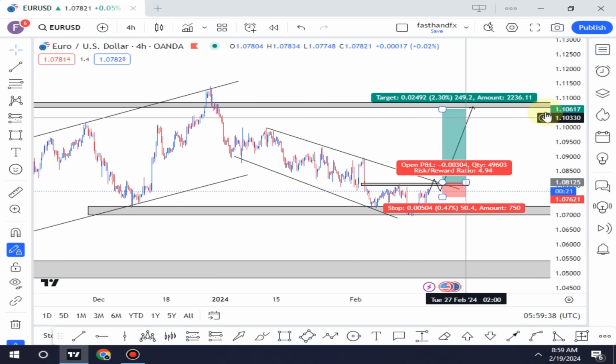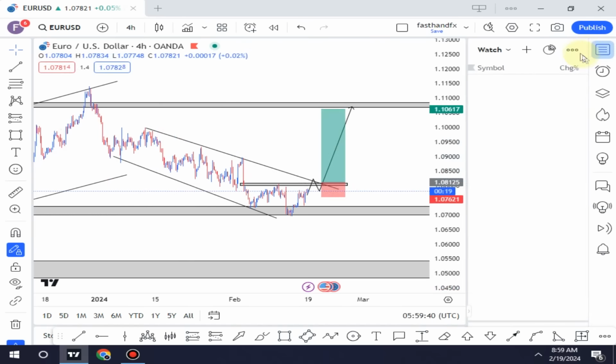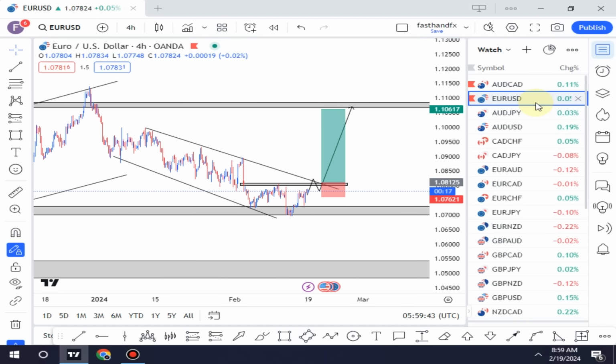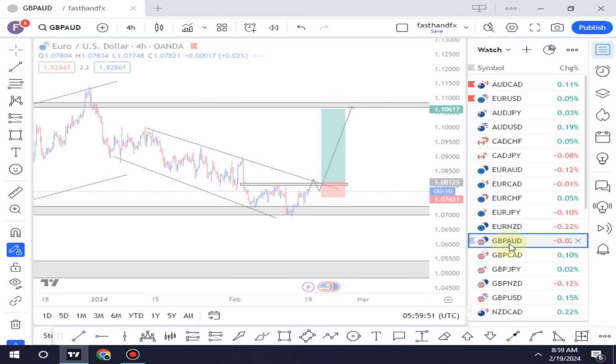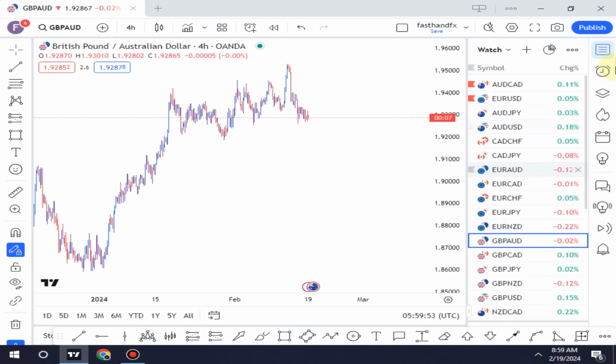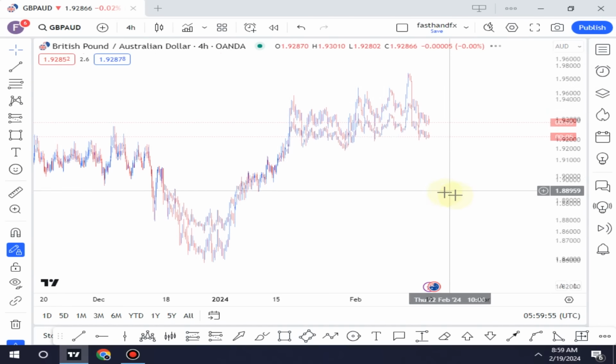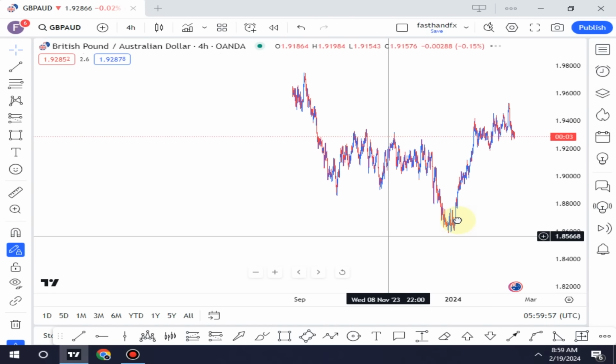I'm just going to pick any random pair and show you how powerful trend line is. Let's see. I hit on GBP AUD. Okay. All right. So let's get started.